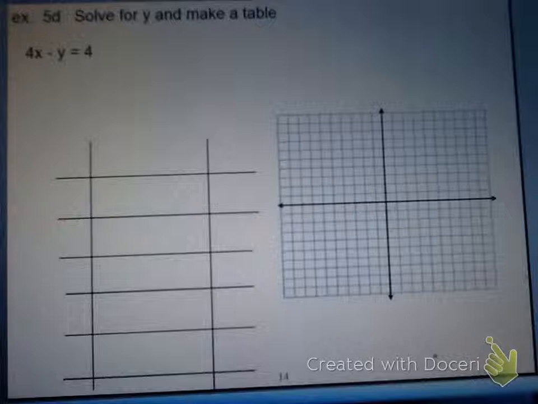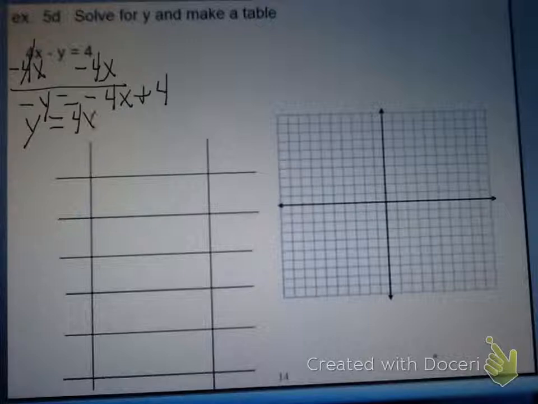Example 5D, we again need to solve for y, so we're going to subtract 4x. Now, remember what I said, always write your x first. So that's negative y is equal to, don't write 4 minus 4x, it's negative 4x plus 4. Now, that's a negative 1y. I'm going to divide everything by negative. I'm going to do this in my head. When you divide everything by negative, it changes the sign of each term.